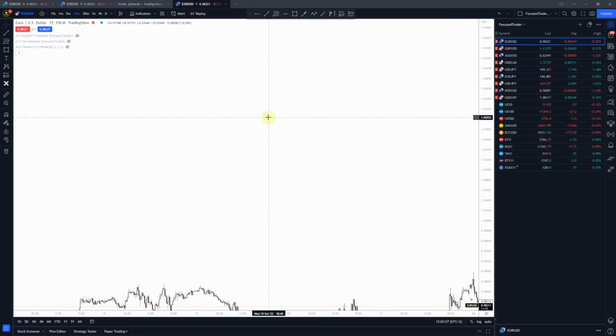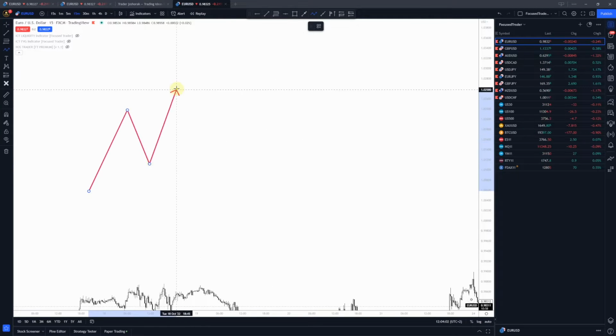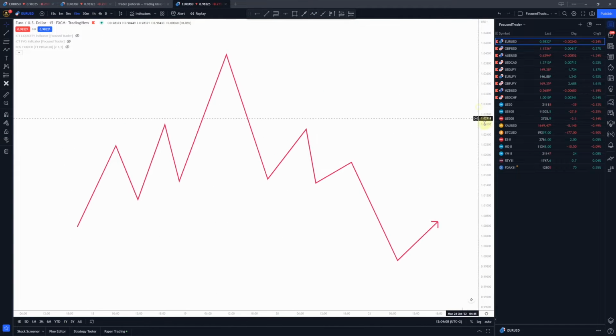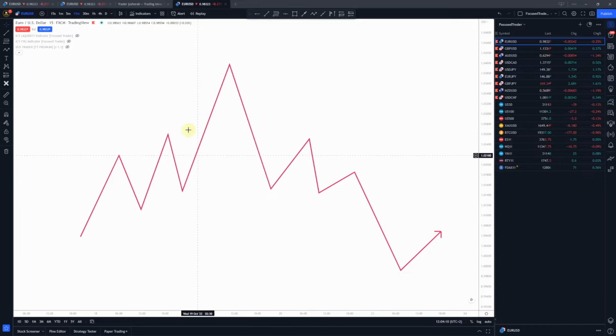Go to the white chart and let me draw some sort of structure. Okay, I will finish it and let's see. So how do we identify liquidity on a structure like this?